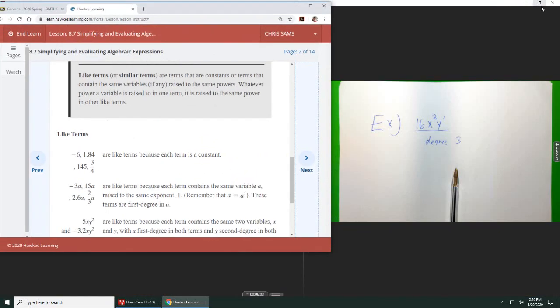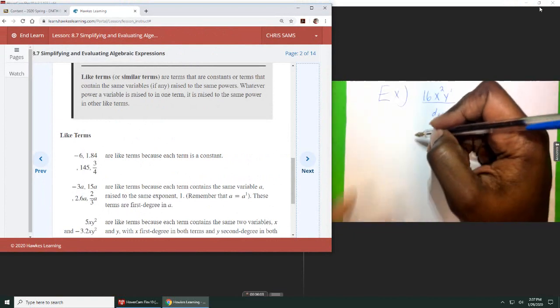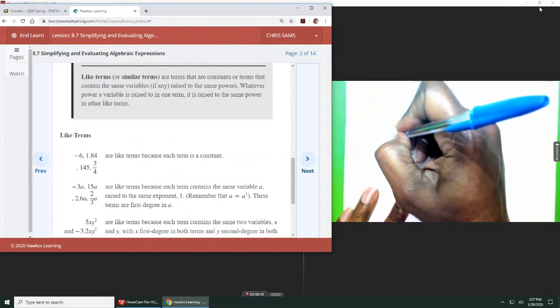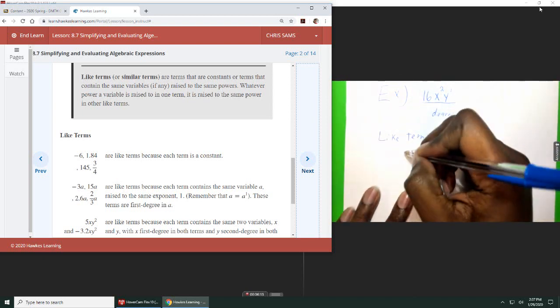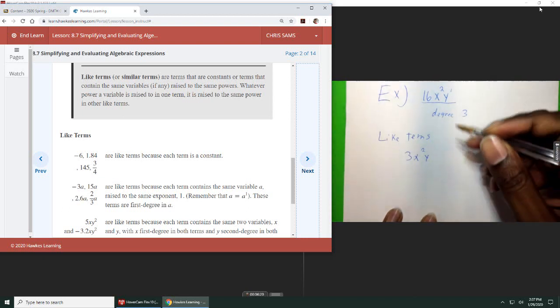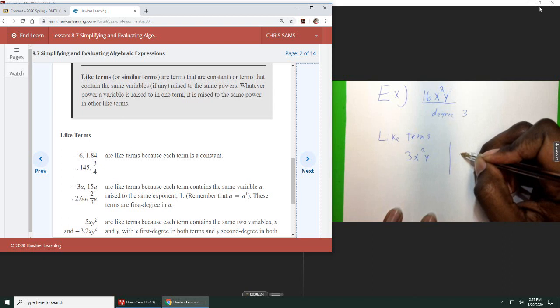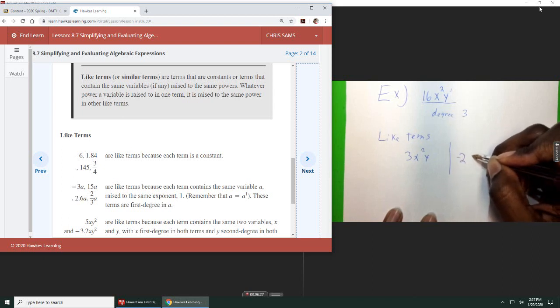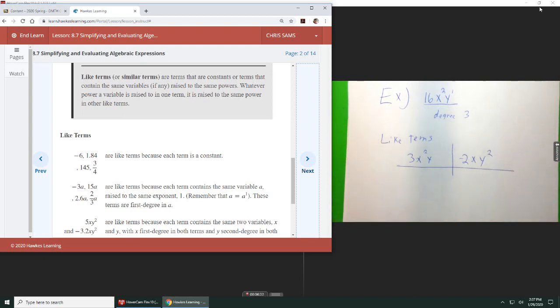All right, so let me give you a physical example of that. You just tell me like terms, yes or no. Let's say I gave you 3x squared y, and then I'm comparing it to negative 2x y squared. Are these two like terms? Yes or no? What do you think? No. Okay, why not?